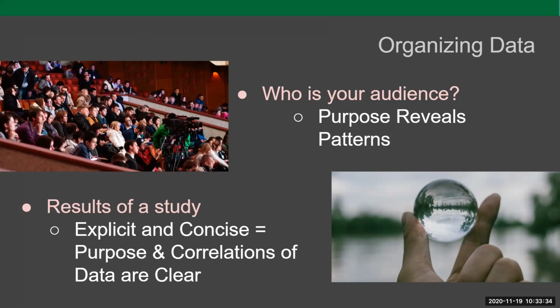Another important factor is that organizing the data with purpose will reveal patterns. For instance, if we do a line graph, this can show the correlation between two variables, and it'll be easier for people to interpret. And lastly, when we look at the results of the studies, sometimes it doesn't have to be fancy statistics that we present. Sometimes it's best to have an analysis that's explicit and concise. That way it clearly shows our purpose and correlations between the data.